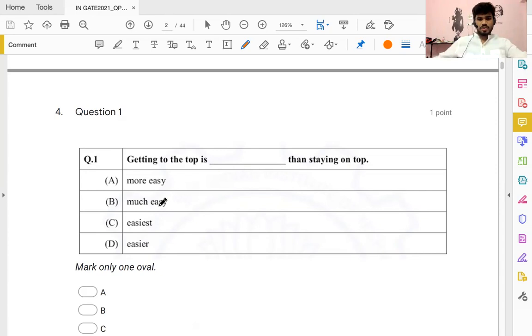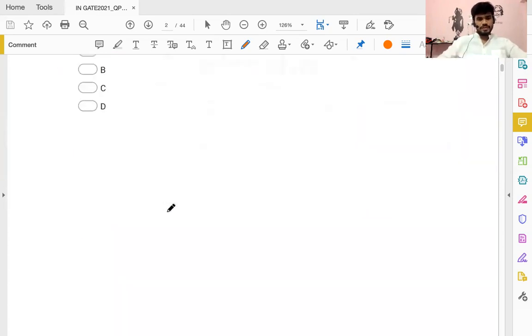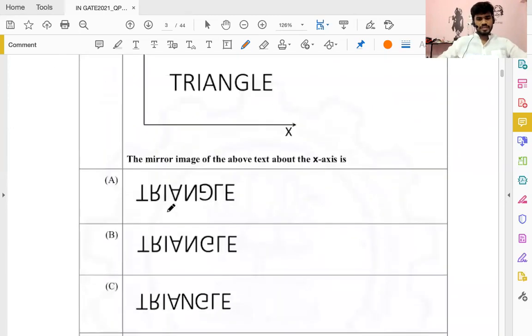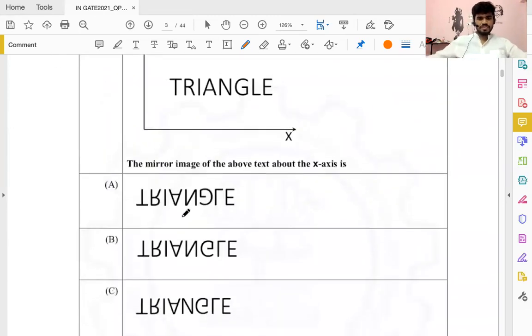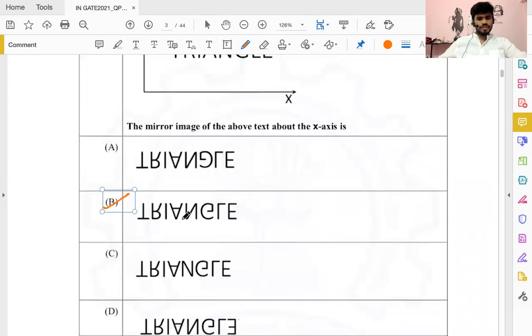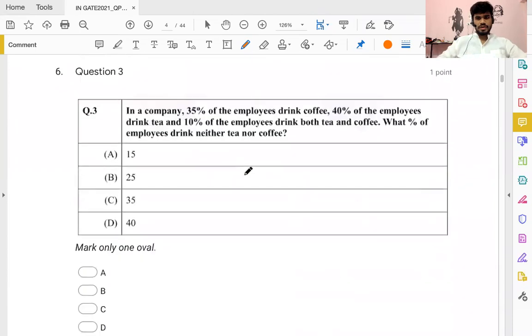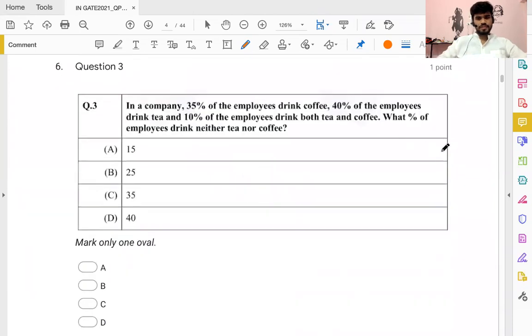Okay, so getting to the top is, I suppose, easier. Triangle mirror image. If you just tell me the option, I'll mark it. Looks like this. Is C correct? B, sir. Okay, B, fine. So mirror image, again, familiar. First two questions are easy. Third question, this again, we have done this many times.